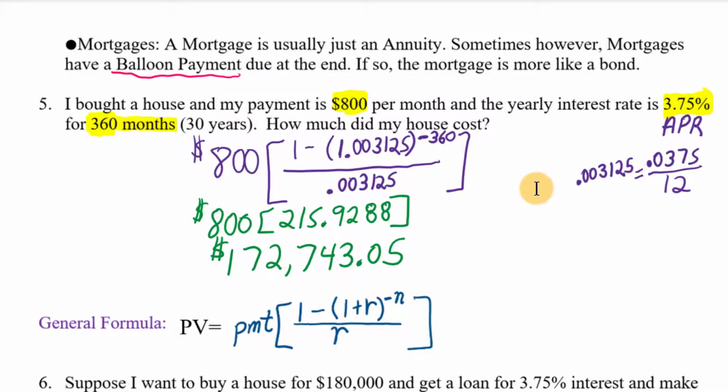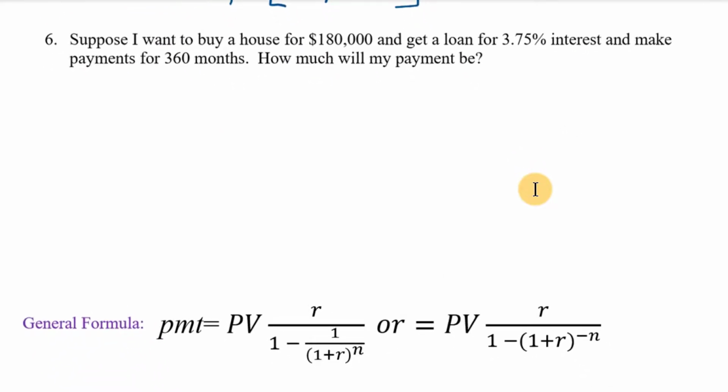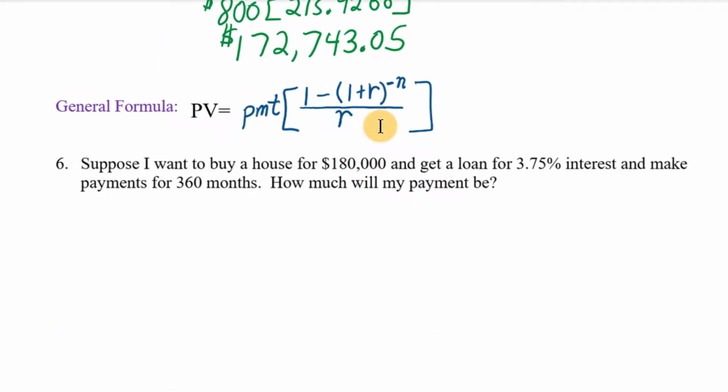Now, most of the time, people want to do kind of the opposite of this, right? They don't want to calculate the value of a house knowing the payment. What a lot of people want to know is, how do I calculate the payment if I know the interest rate and I know how many years it is and I know the value of the house? So that's this final problem here. Suppose we wanted to buy a house for $180,000. Okay, a little bit more than in the previous problem. And the interest rate is the same amount, 3.75% per year and 360 months. How much would our payment be? All we really want to do here is take this formula and solve it for payment, right?